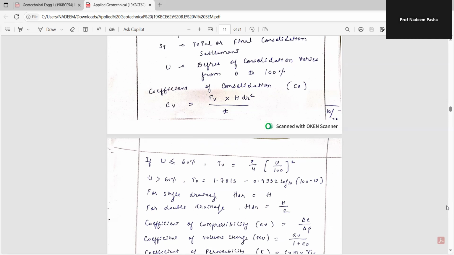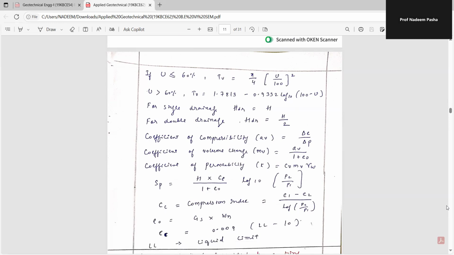Coefficient of consolidation Cv. Cv is equal to Tv into Hdr squared by t. If U is less than or equal to 60%, Tv is equal to pi by 4 into (U by 100) squared. If U is greater than 60%, Tv equal to 1.781 minus 0.933 log to the base 10 of (100 minus U). For single drainage, Hdr is equal to H. For double drainage, Hdr is equal to H by 2.